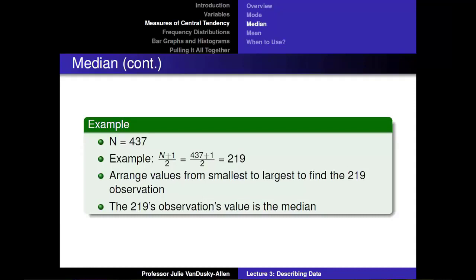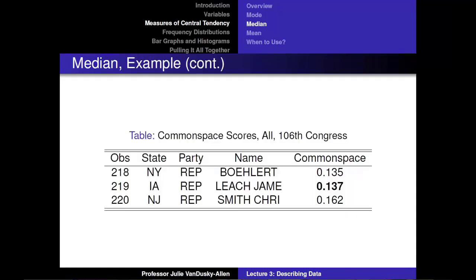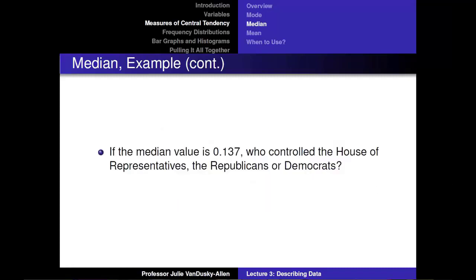In our Commonspace score example, there were 437 observations. 437 plus 1 is 438. 438 divided by 2 is 219. The median observation number is 219. I have arranged the data from the smallest to the largest value. Observation 219 has a value of 0.137. So the median is 0.137.